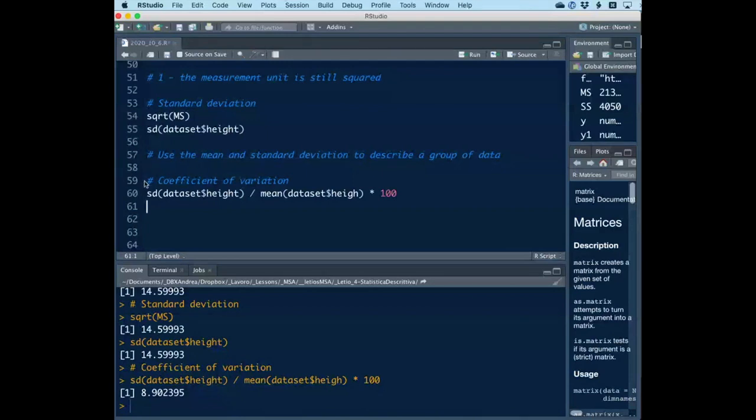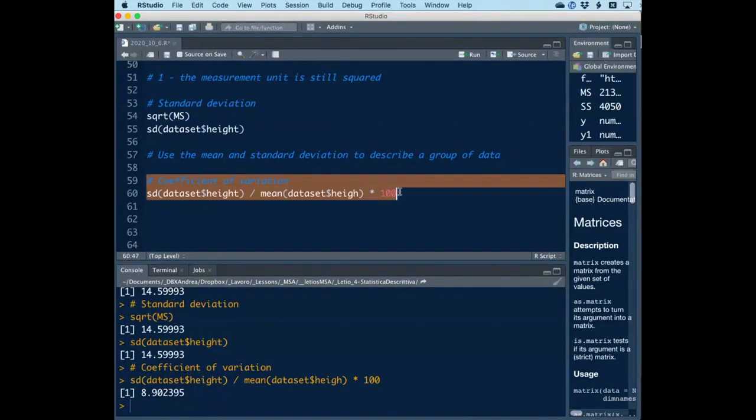So this is the coefficient of variation. It's very important to know it. Most often we use mean and standard deviation. We will use the coefficient of variation only when we have to describe the variability regardless of the mean, for chemical instruments or for measurement instruments.